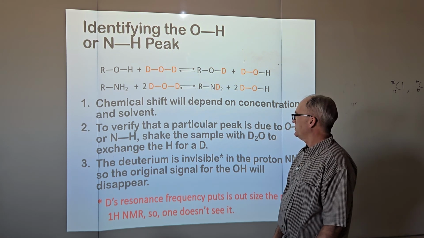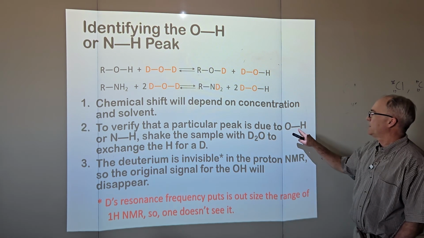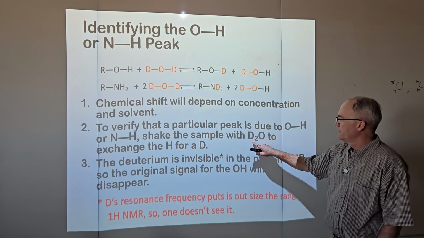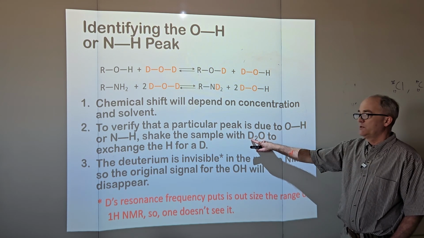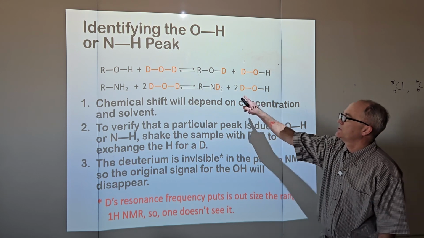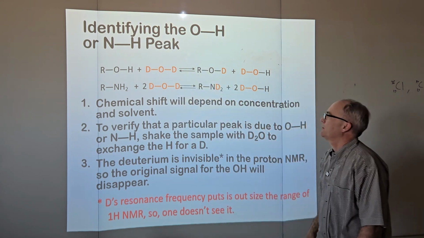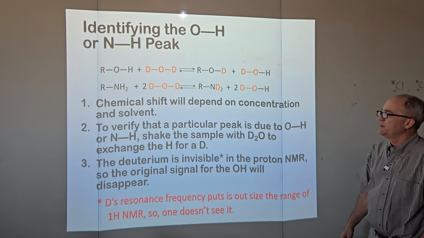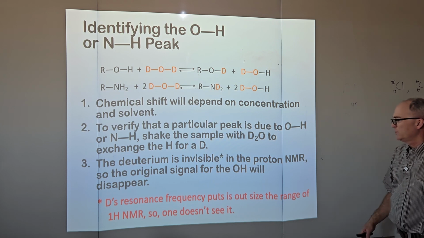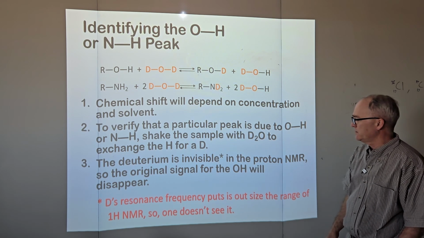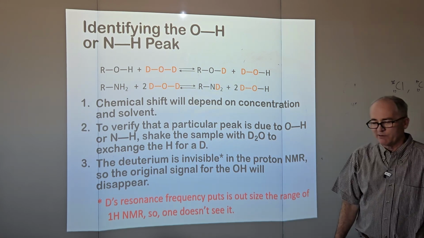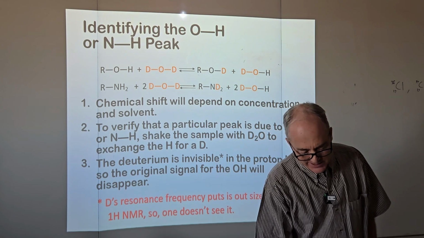To verify that a particular peak is due to a hydrogen on an oxygen or a hydrogen on a nitrogen, pour in some D2O, which is deuterium instead of hydrogen. This is heavy water. And over time, the acid-base chemistry does its thing fairly rapidly, and you will see the peak disappear. The deuterium is invisible in the proton NMR, so the original signal from the hydrogen on the oxygen will disappear.